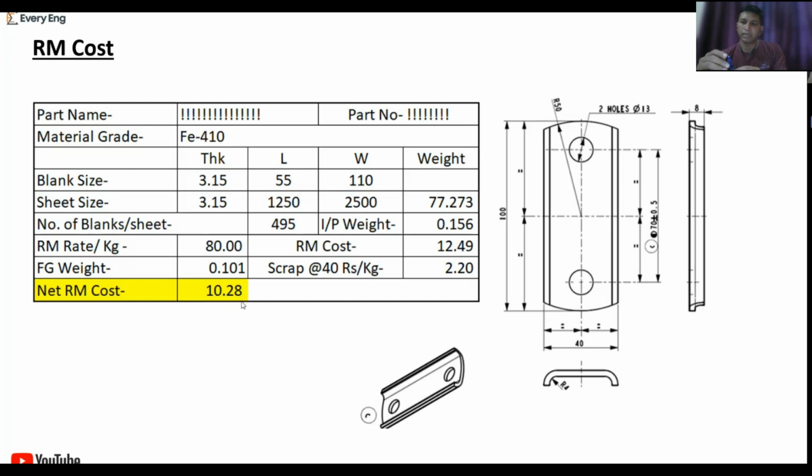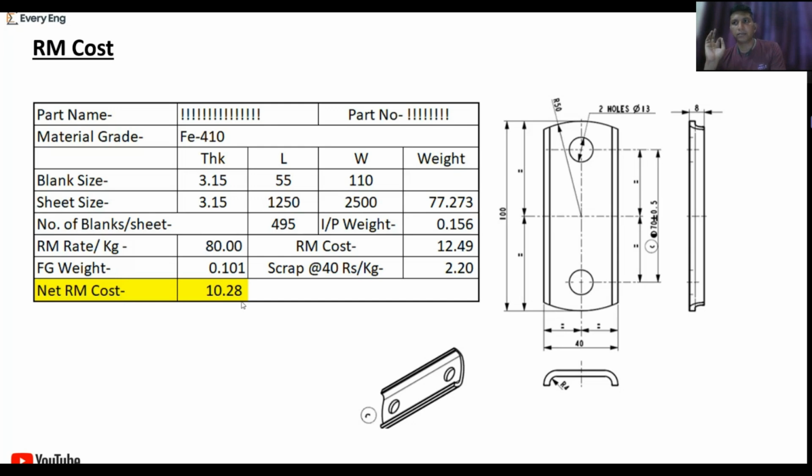So maybe this the 10 paisa, this 1 rupees, 2 rupees, 1 rupees, like that. So we calculate different component RM cost. Sir, FG weight, do we already have it? Yes, FG weight we already have. How can we calculate FG weight? Definitely, how does it stay?